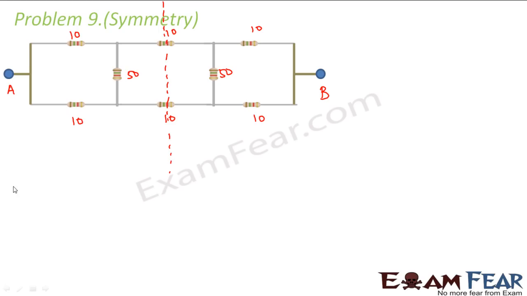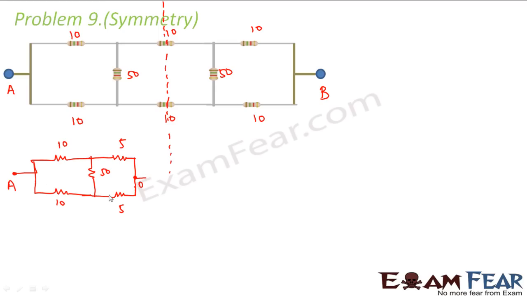So now let us draw one half of the circuit like this. This is 10, this is 10, this is 50, and this will be 5. And again, this will be 5 because we have to consider only half of it. So this is 5, this is 50, this is 10, this is 10. Now let us call some point here as O. So we have to calculate the equivalent resistance now.